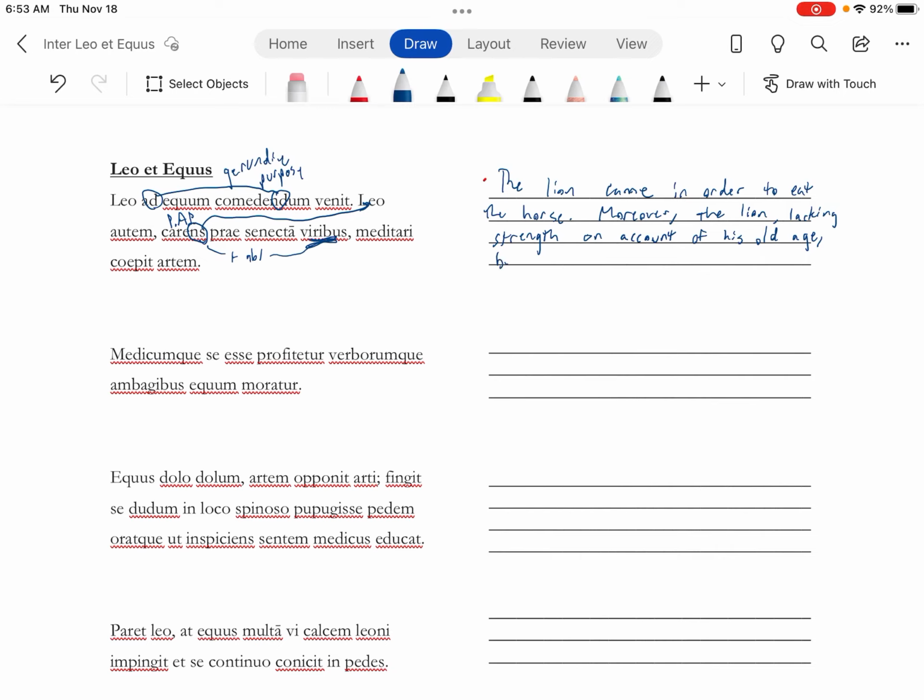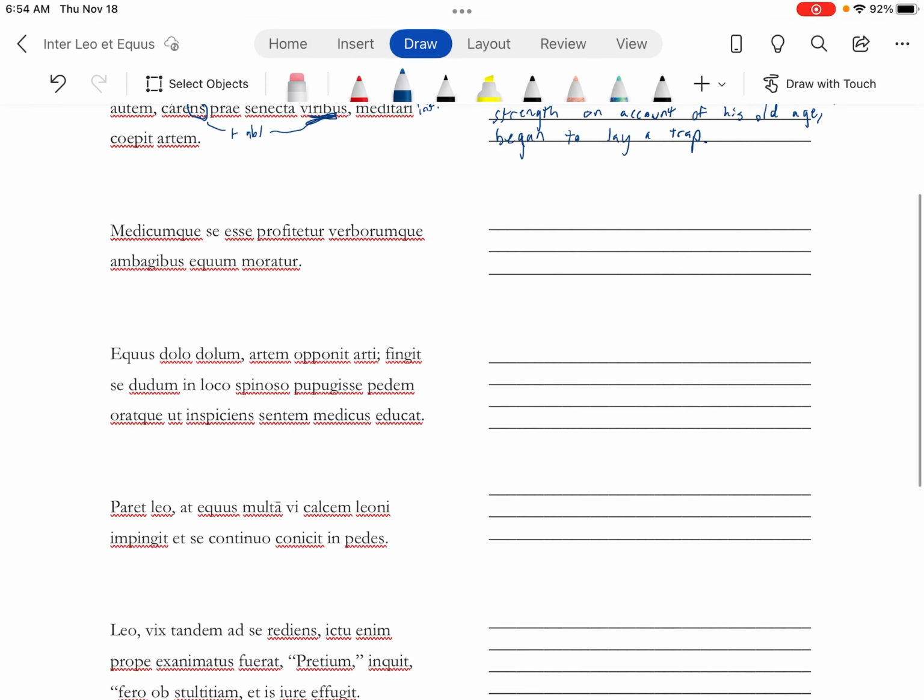All right, coepit, began. And I gave you a little note on this. Began to lay a trap. That's from meditor, meditari, to think, ponder, conceive, artem, skill, craft, trick, something like that. So the meditari artem, that's how we're getting to lay a trap. And this is a present deponent infinitive. Sweet. So our verb right here is coepit, and this is also deponent.